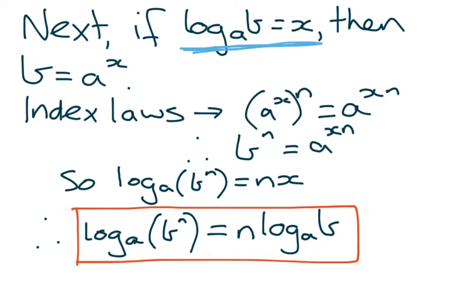So in the red box here, I have the third log law, which is log base A of B to the power of N is equal to N times log base A of B.